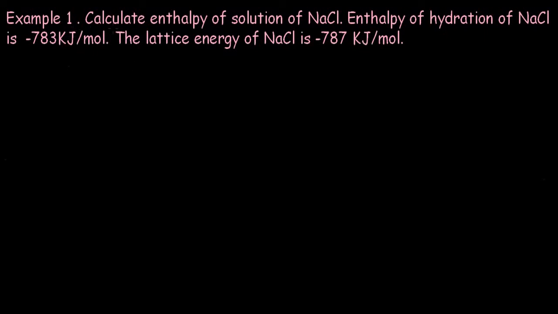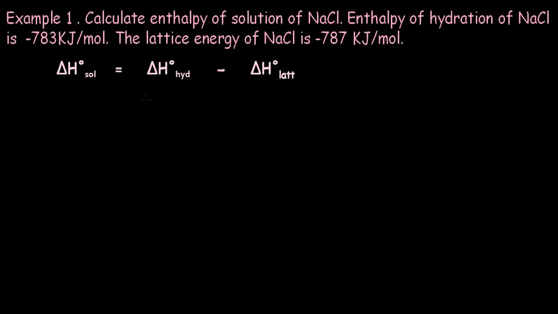The first example says: calculate the enthalpy of solution of NaCl. The enthalpy of hydration of NaCl is minus 783 kilojoules per mole and the lattice energy of NaCl is minus 787 kilojoules per mole. Now, as we know, the formula to find the enthalpy of solution is enthalpy of hydration minus enthalpy of lattice. So let's substitute the values.